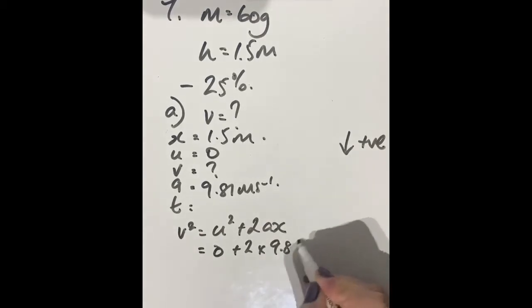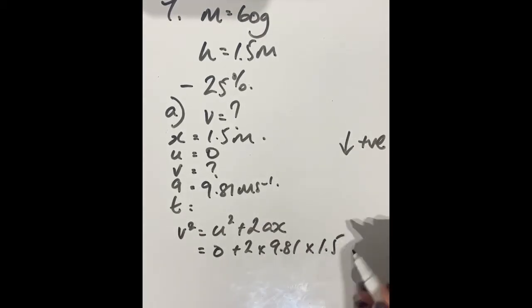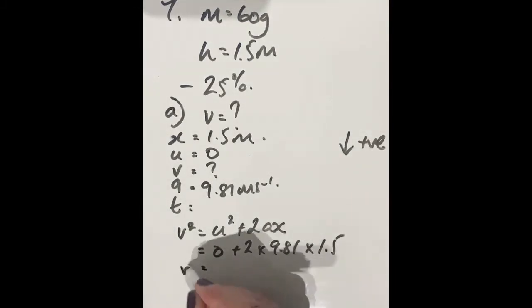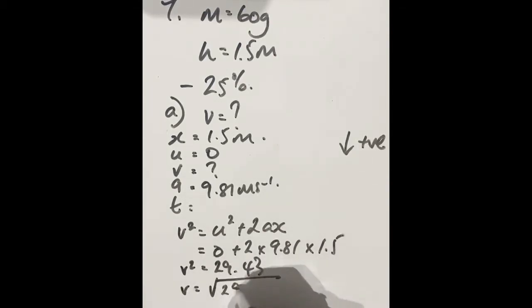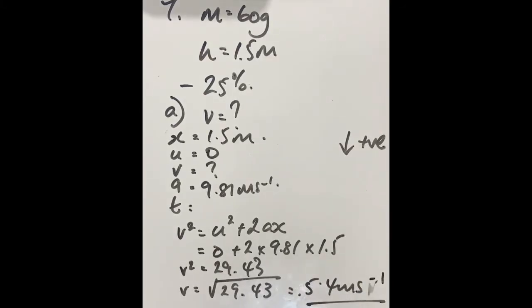2 times 9.81 times the distance, which is 1.5. So we have 2 times 9.81 times 1.5 is 29.43. And v is the square root of that. So square root of 29.43 is 5.4 meters per second. Okay, that's part A.